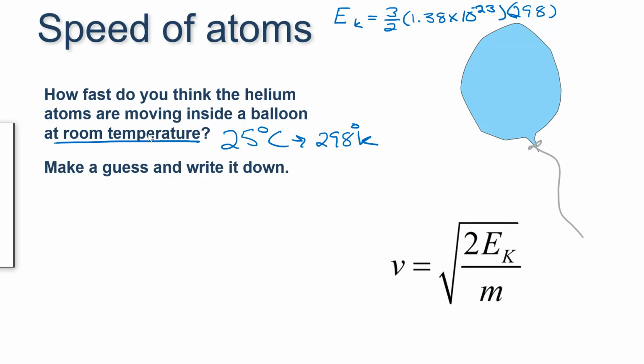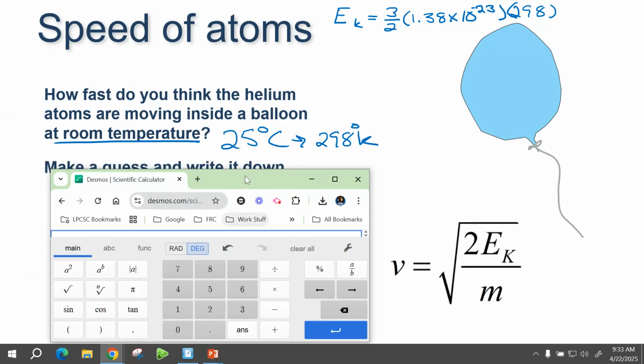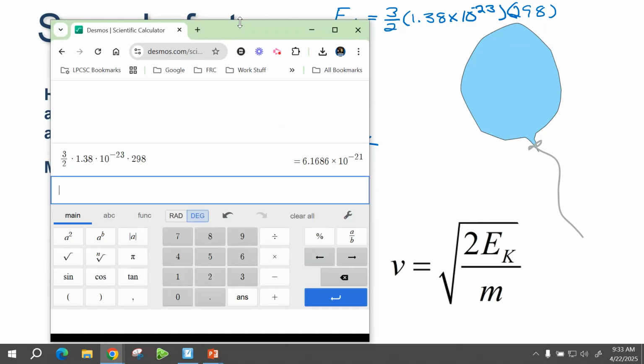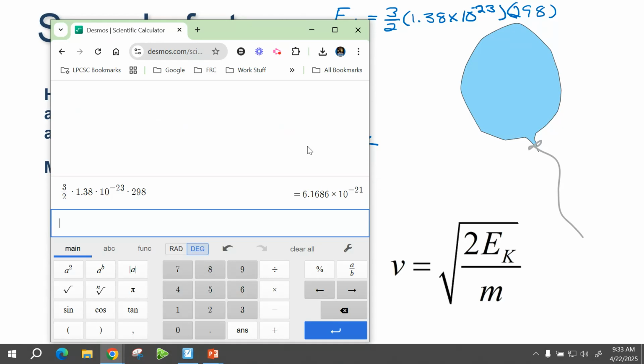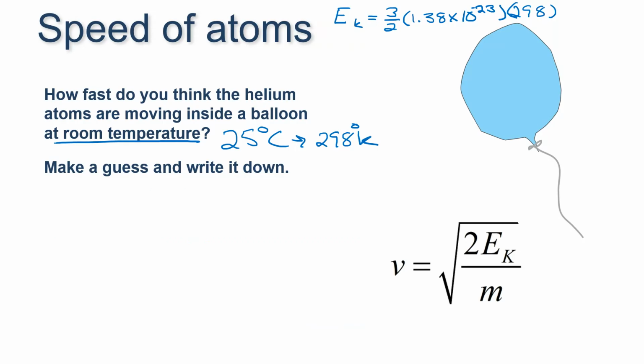And so I plugged that in on the calculator over here, and as you can see, it ends up being about 6.17 times 10 to the negative 21. Okay? So I'll write that down. And that's energy, so it's measured in joules.